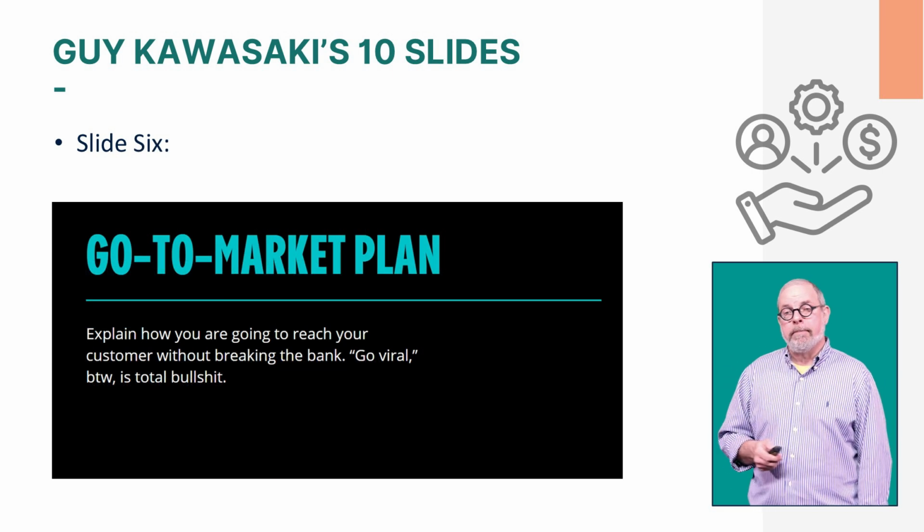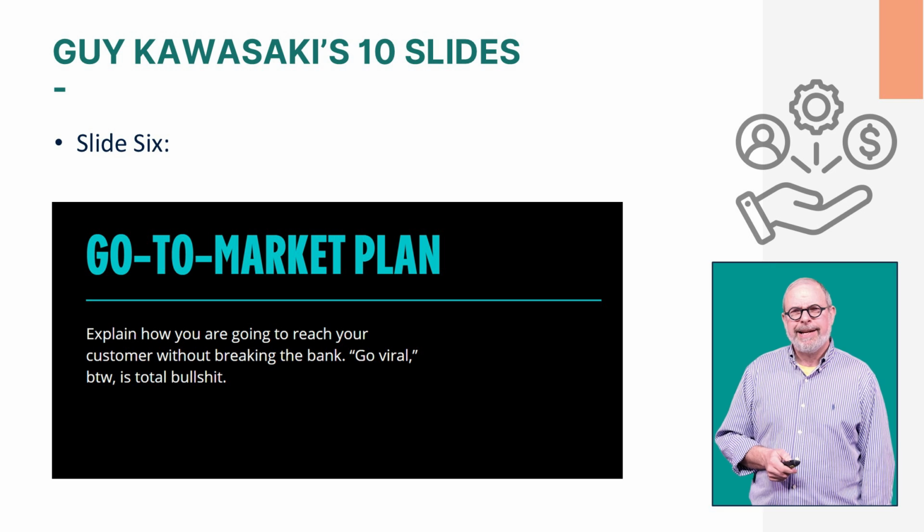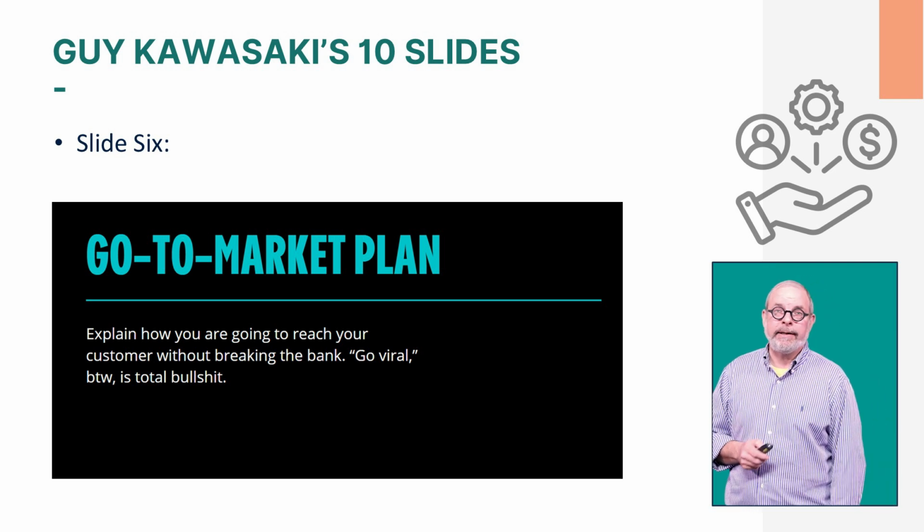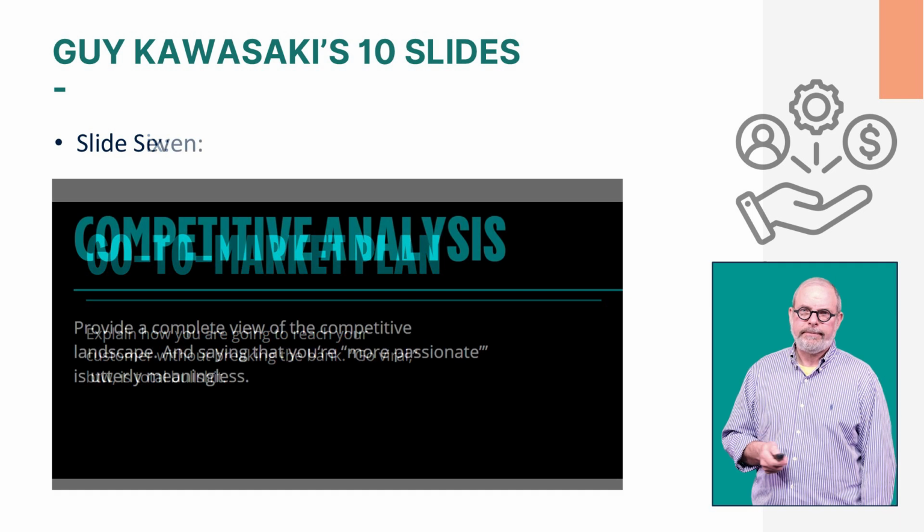Slide 6 is your go-to-market plan. How are you going to reach customers without breaking the bank? Talking about using social media to go viral and to create thousands of visitors to your website is not realistic. As a matter of fact, Guy Kawasaki says pretty bluntly that it's a bunch of BS.